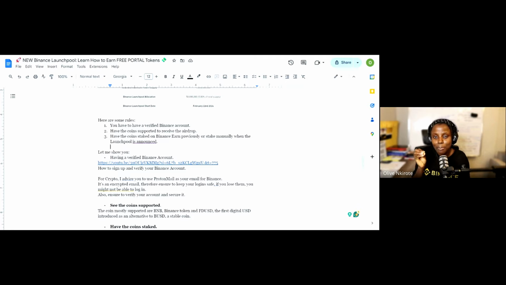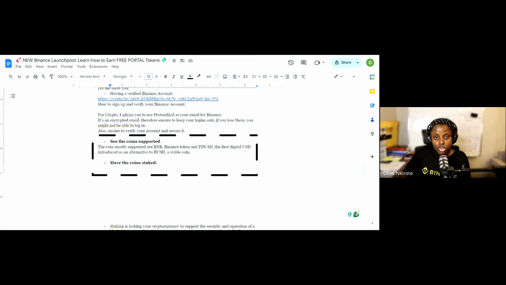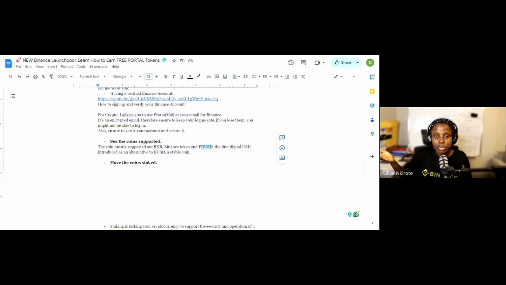So if you have Binance token in your account, so BNB, you are eligible to get the Launchpool rewards. Another coin is FDUSD. I've even written here, the coins mostly supported are BNB, which is the Binance token, and FDUSD, which was introduced as an alternative to BUSD, also known as First Digital USD. It's a stable coin, and in case you don't know what a stable coin is, it's basically a dollar in digital form. So that is one of the terms and conditions. If you have, let's say, $50 of BNB, or $100 of FDUSD, and your account is verified, you are automatically entered into a launch pool.